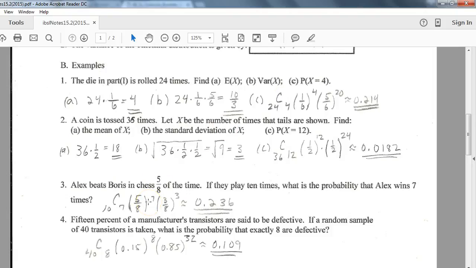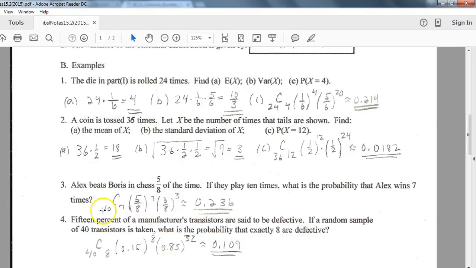Here's another word problem. So if Alex beats Boris in chess 5/8 of the time, they're going to play 10 times, so this is the number of trials that we're going to have right here. So what's the probability that Alex wins exactly 7 times? Keep in mind, this is exactly 7 times, which means if they're going to play 10 times, he's going to win 7 and lose 3 is what would have to happen there.